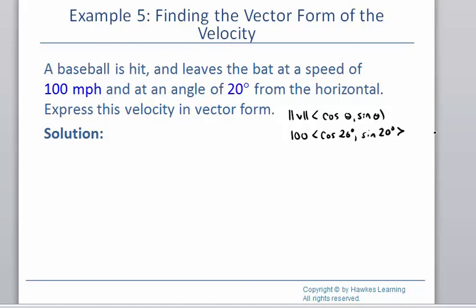And then we simply need to go to our calculator and evaluate. So I'm going to do 100 times cosine of 20 degrees. And you do want to make sure that your calculator is set to the degree mode. That's going to give me 93.97 for my first component. And then I'm going to do 100 times sine of 20, and that's going to give me 34.20. And so this vector is going to represent what's happening with that baseball when it is hit with a speed of 100 miles per hour at an angle of 20 degrees.